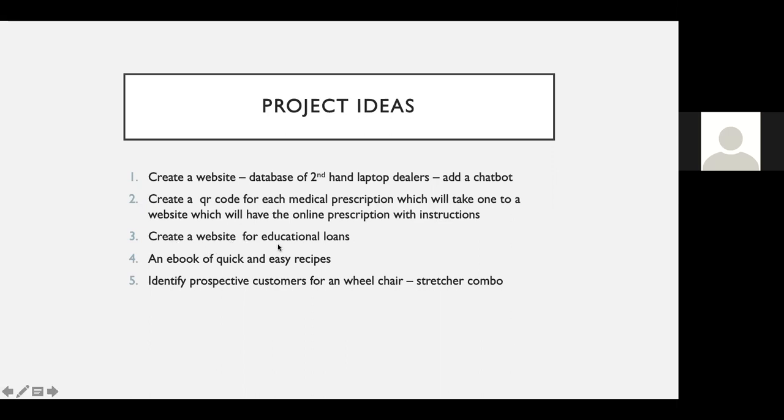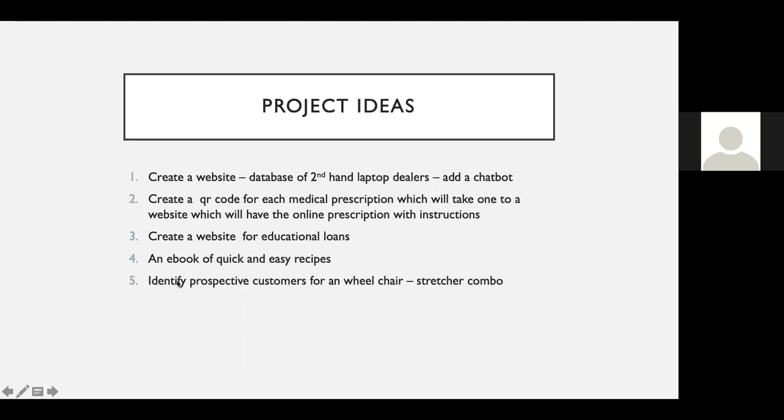Okay. Then the third is to create a website for people to decide on educational loans. You can add an EMI calculator into this website. You can add blogs again. You can invite people to write blogs on their experience, etc. Somebody can create an ebook for quick and easy recipes, which a hosteler can make in their own room, or any bachelor can make in Chennai.